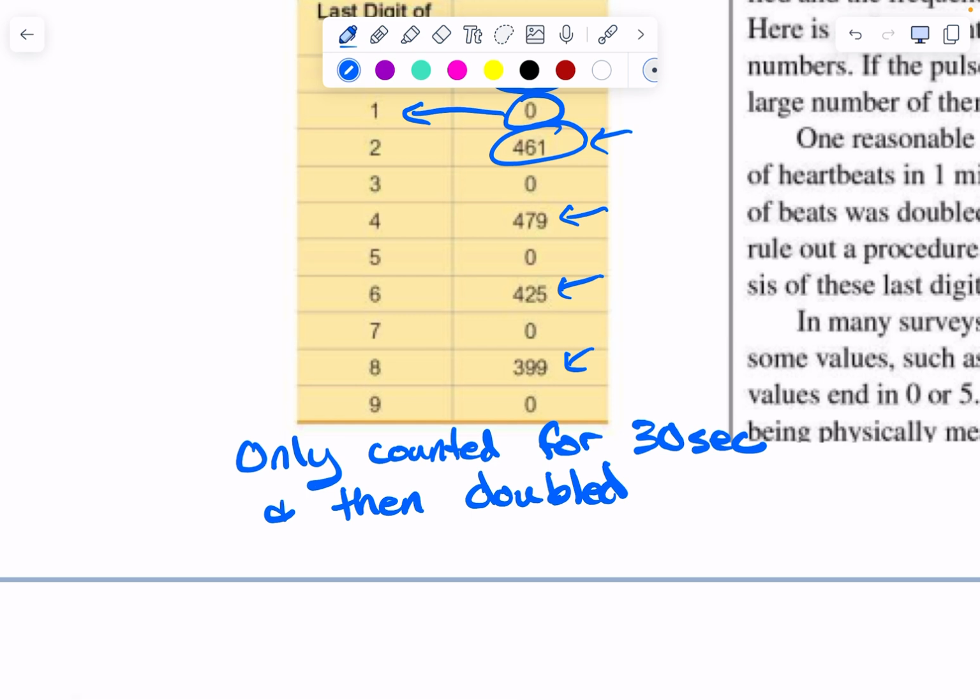So I can look at this data and say, okay, I get that. That's fine. But I know now that you only took your pulse rate for 30 seconds and multiplied it by 2. 15 seconds would be multiplied by 4. But the problem is, the numbers would not just be 4 and 8, right? It would be 2s. It would be even numbers too. So maybe this wasn't 30 seconds. This could have been 15 seconds also. That's what I said.